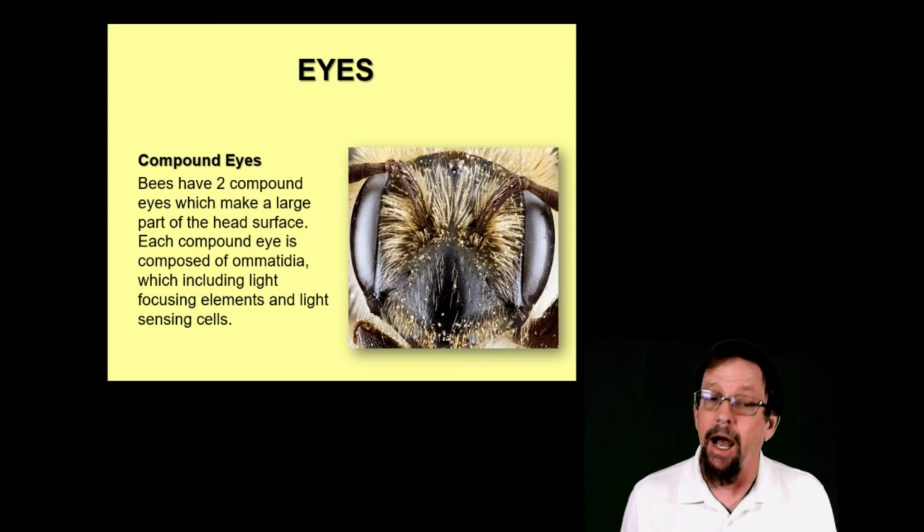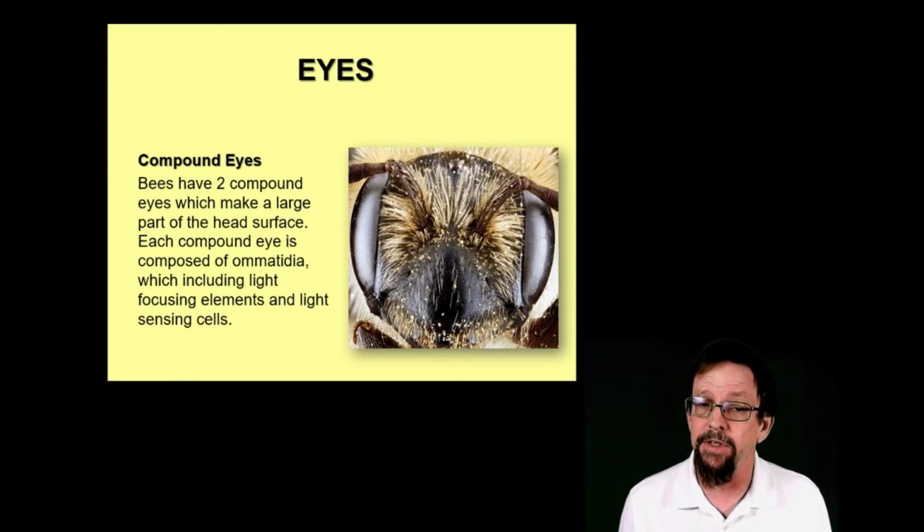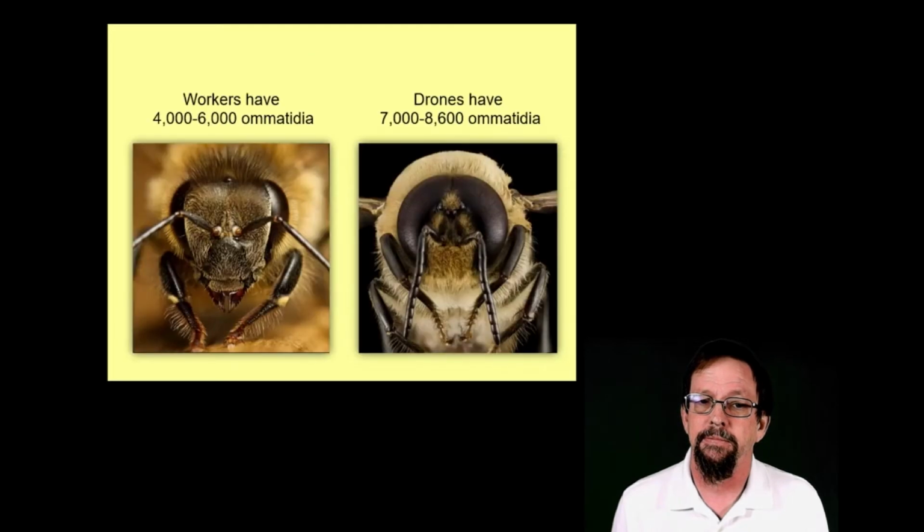Let's go on to the eyes, and we'll start with the compound eyes. Bees have two compound eyes which make up a large area of the head surface. Each compound eye is composed of ommatidia, which include light focusing elements and light sensing cells. Workers have 4,000 to 6,000, and drones have 7,000 to 8,600. Now again, we're going back to the drone's main job, to find a queen during her mating flight. So again, more receptors for the male.